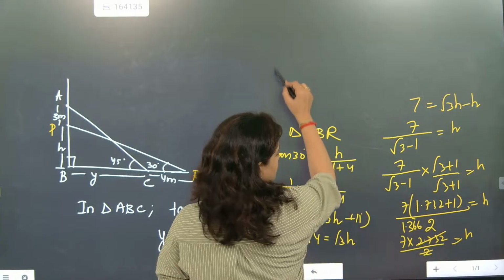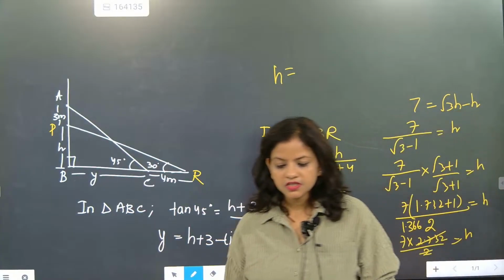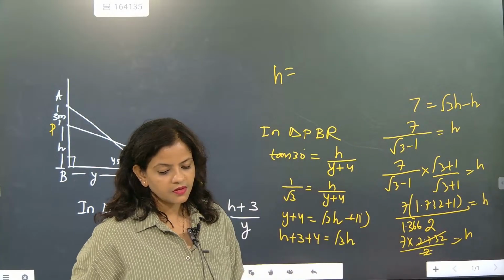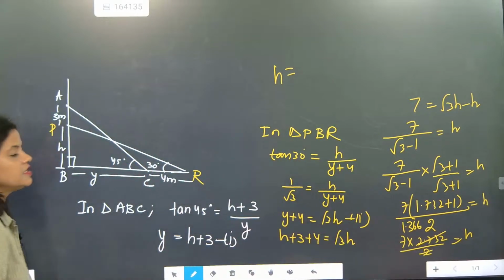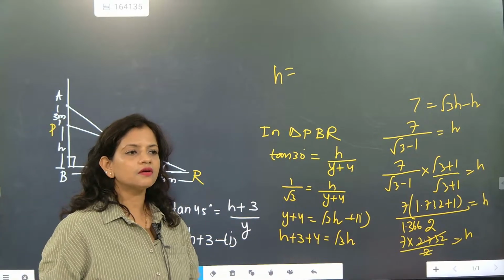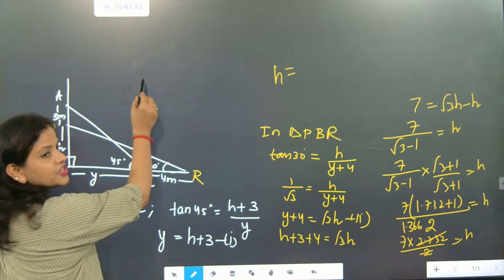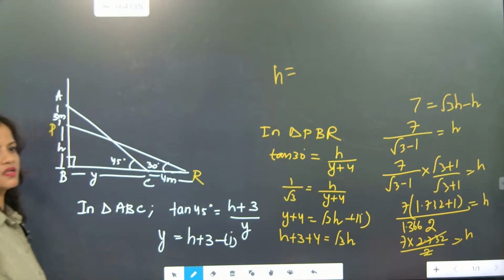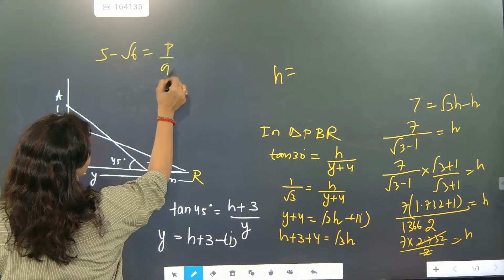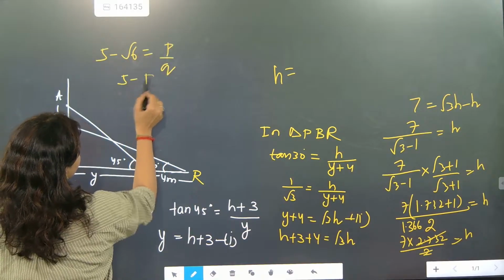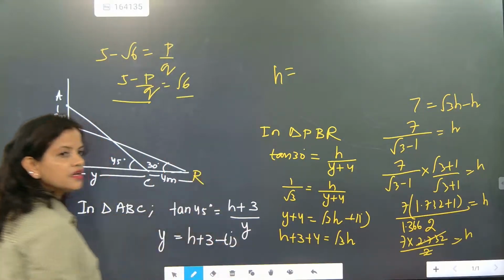Below that, 5 minus root 6 is irrational. This is your doubt? I'll explain this one, Vita. See, again and again I'm telling you, in an irrational number question, 5 minus root 6 is irrational. So 5 minus root 6 is irrational, means take it as p by q. Shift this one this side: 5 minus p by q is equal to root 6. This side is rational, this side is irrational.